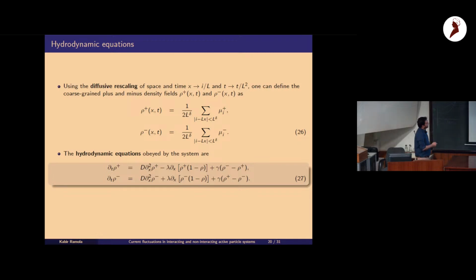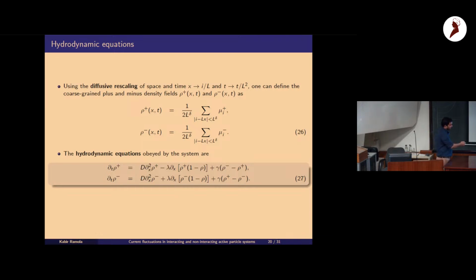So you can actually do the coarse graining of this system and show that under diffusive rescaling, similar to what Anupam talked about, where you have some diffusive scaling, you can write down the exact hydrodynamic equations in this model. So you define a density rho plus of particles in the plus state. You define a density of particles in the minus state, and you can just write down the evolution equation for these rho plus and rho minus fields. This is basically diffusion.